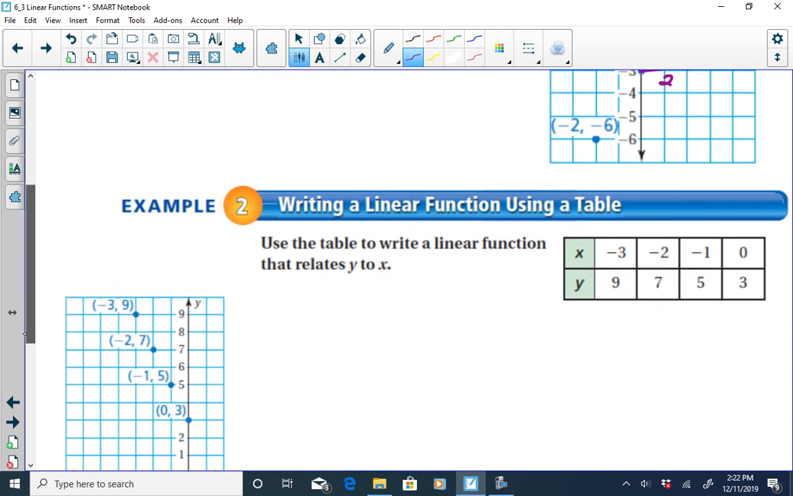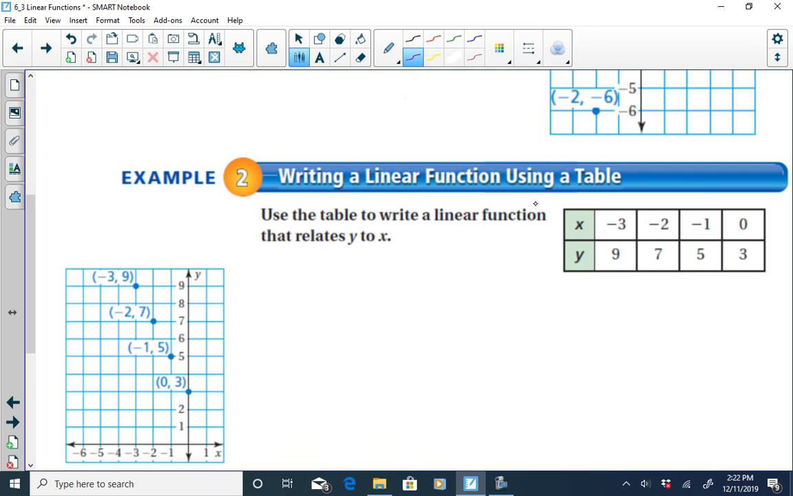All right, next one. Write a linear function using a table. Well, when we use a table, we still need the slope, we still need the y-intercept. Well, where do we like to start? Well, I like to start here with our y-intercept if it's given to us. And our y-intercept will always be the output when the input is 0. Input are our x values, the output are our y values. So right from the table, I can see that our b is going to be +3.